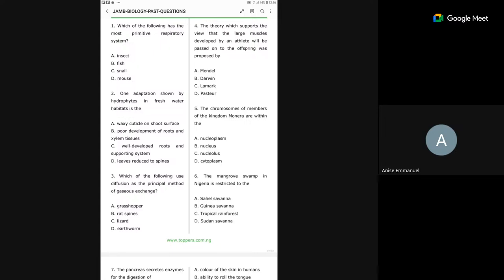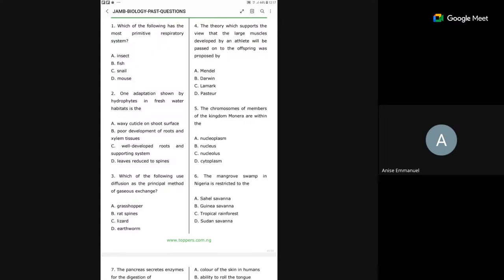So the first question I have here is, which of the following has the most primitive respiratory system? Talking about primitiveness, there are two things we need to understand in evolution. We have primitiveness and we have advancement. Advancement has to do with something being complex, having complex structures and complex functions. But primitiveness has to do with something that is old school or out of date, that is no longer in vogue. That's what we call primitiveness.